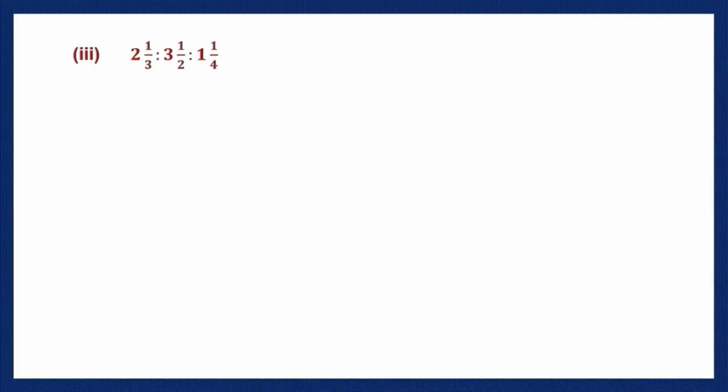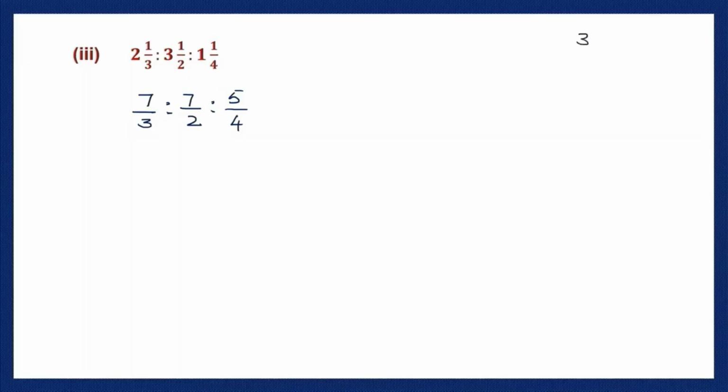Next question. We have 2 1 by 3 is to 3 1 by 2 is to 1 1 by 4. So first let's convert it. 3 2s are 6 plus 1. 7 by 3 is to 2 3s are 6 plus 1. 7 by 2 is to 4 1s are 4 plus 1. 5 by 4. Okay, when we have three fractions like this, we need to find the LCM.